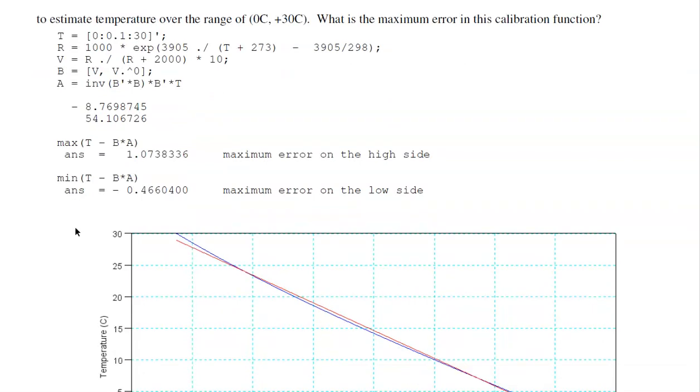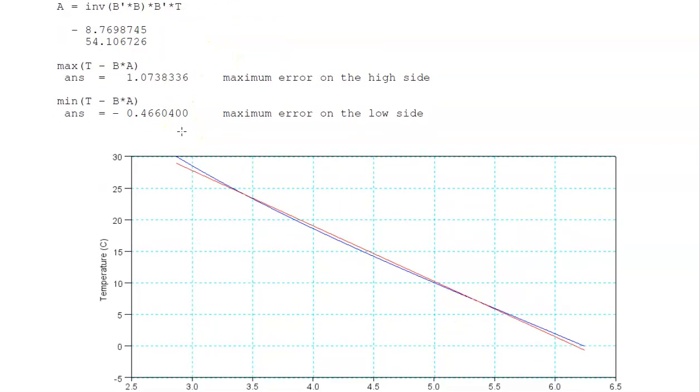One way to start is to use MATLAB as temperature goes between 0 and 30 degrees Celsius. Calculate the resistance, and here I added 273 because the equation for the thermistor used Kelvin rather than Celsius. Find the voltage using a voltage divider, and now let's do a least squares curve fit. The voltage versus temperature is the blue line. It's got a little bit of bend to it.